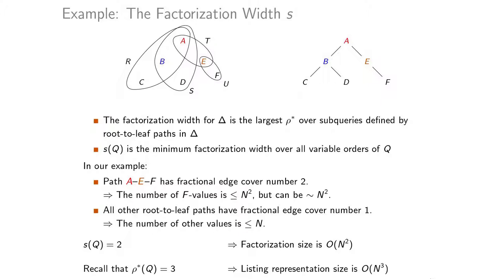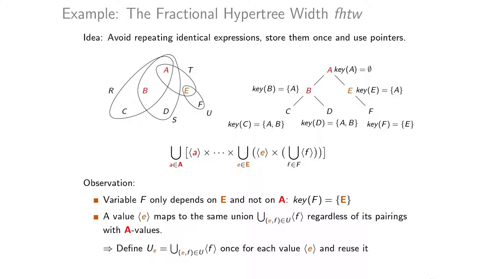But recall that the fractional edge cover number was 3. So this means that the listing representation was cubic. So factorization already gives us something, but we can do better. And that's the message with this fractional hypertree width.